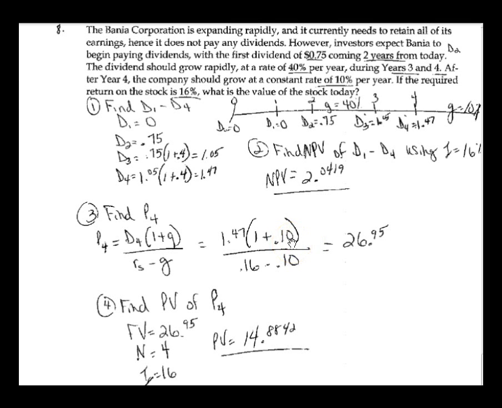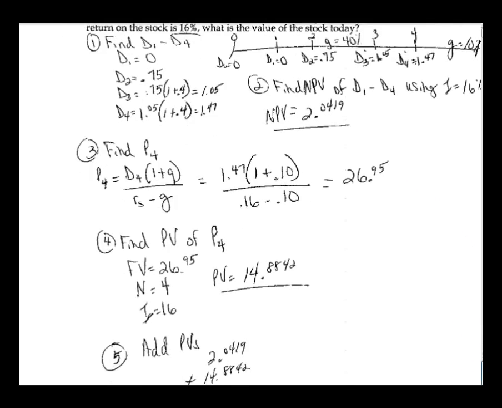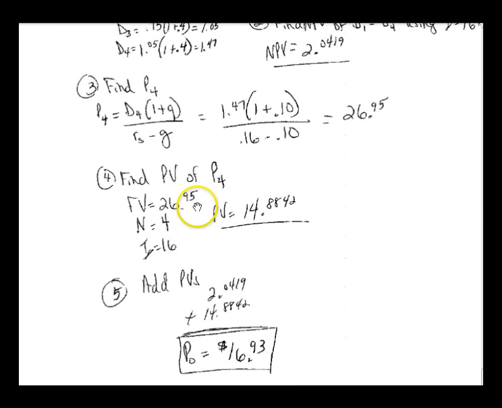That's what's going to be when it's constant, divided by the required rate of return less that growth rate to give you $26.95. So that's the future value for today. That's what you expect that stock price to be when growth becomes constant. So you plug it in as future value. N is 4, I is 16, and you should find a present value of 14.8842. Add them together, and you should find that the intrinsic value is $16.93. That's the true value of this stock.